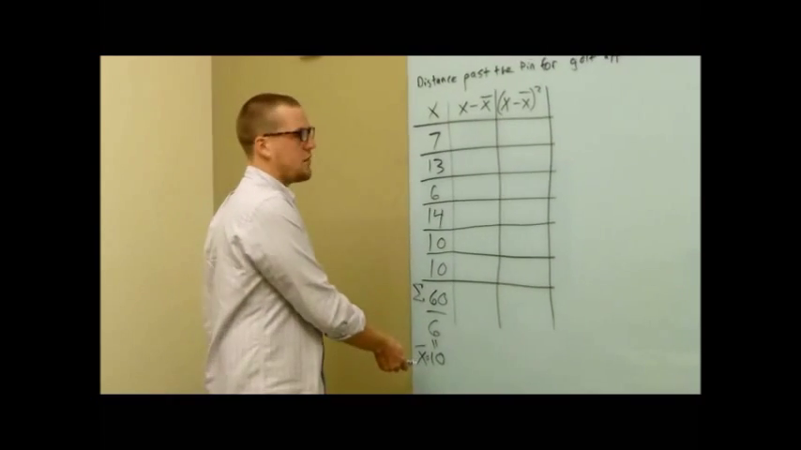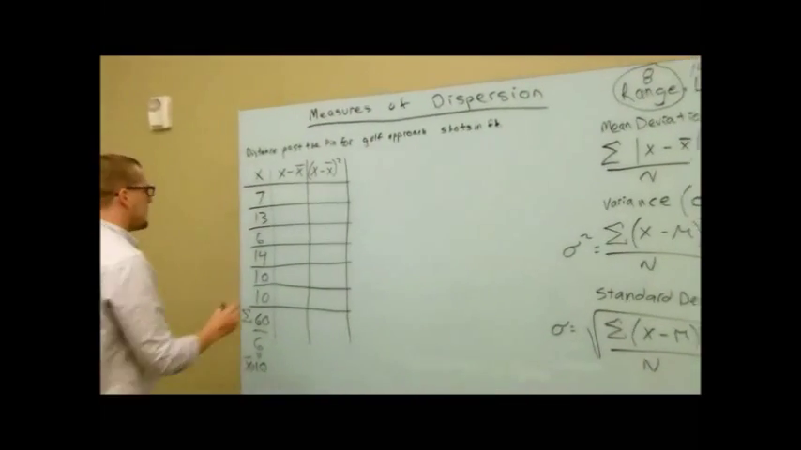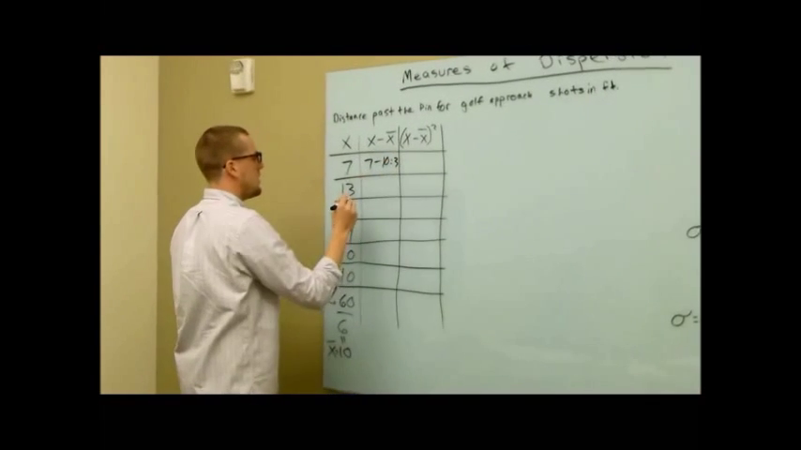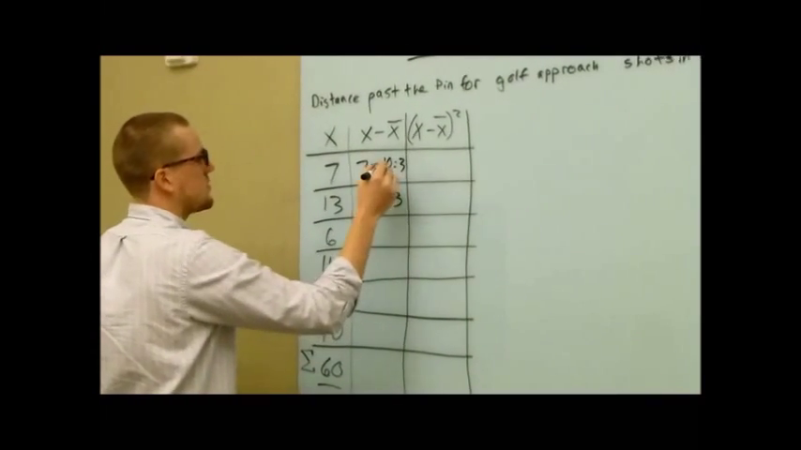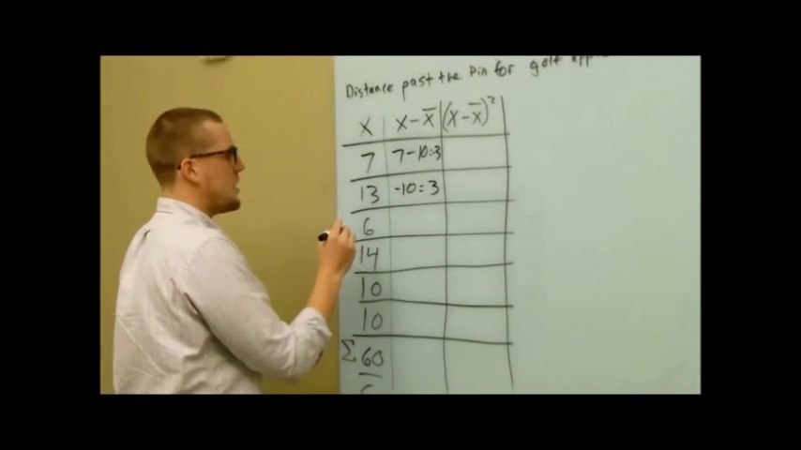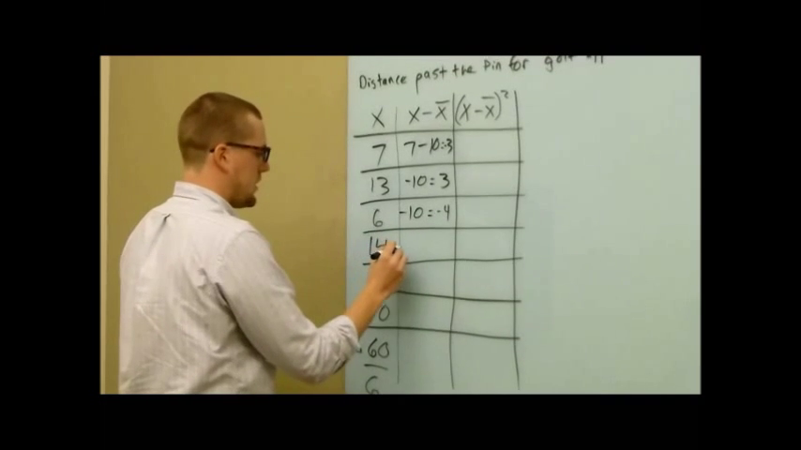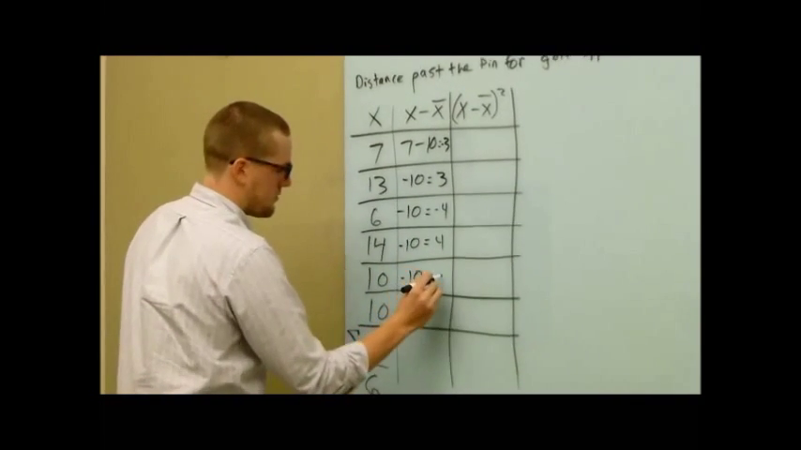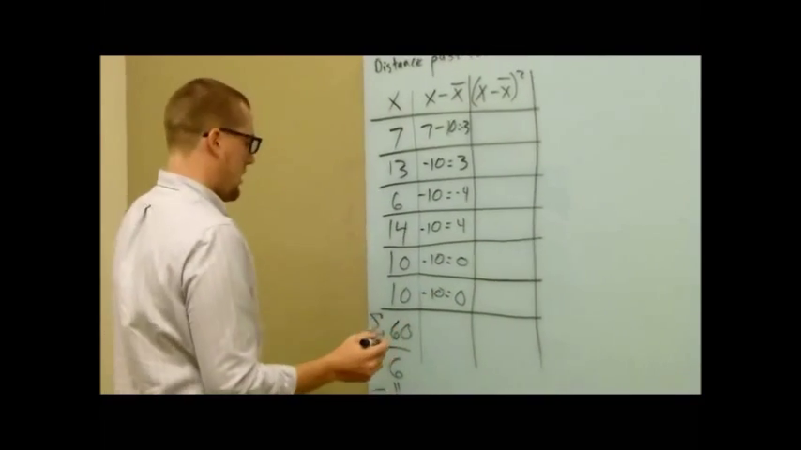Now that we have our average, we can go ahead and find the mean deviation. So we say 7 minus 10 would be negative 3, 13 minus 10 equals 3, 6 minus 10 equals negative 4, 14 minus 10 equals 4, 10 minus 10 equals 0, and 10 minus 10 equals 0.